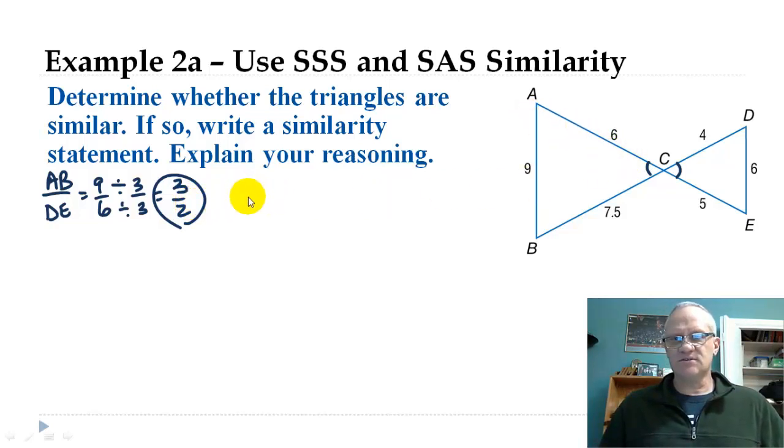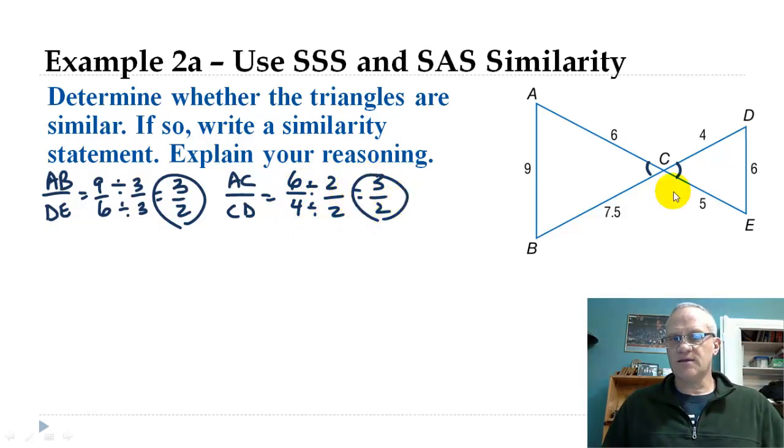Let's look at the side of AC to CD. And if we look at that, that's going to be what? 6 to 4, which we can divide by 2 on both of those. And that's going to give me 3 over 2. Oh, look at that. That matches. That's good. That's a good sign. So what that means is if these two have the same ratio, then we're in good shape, right?